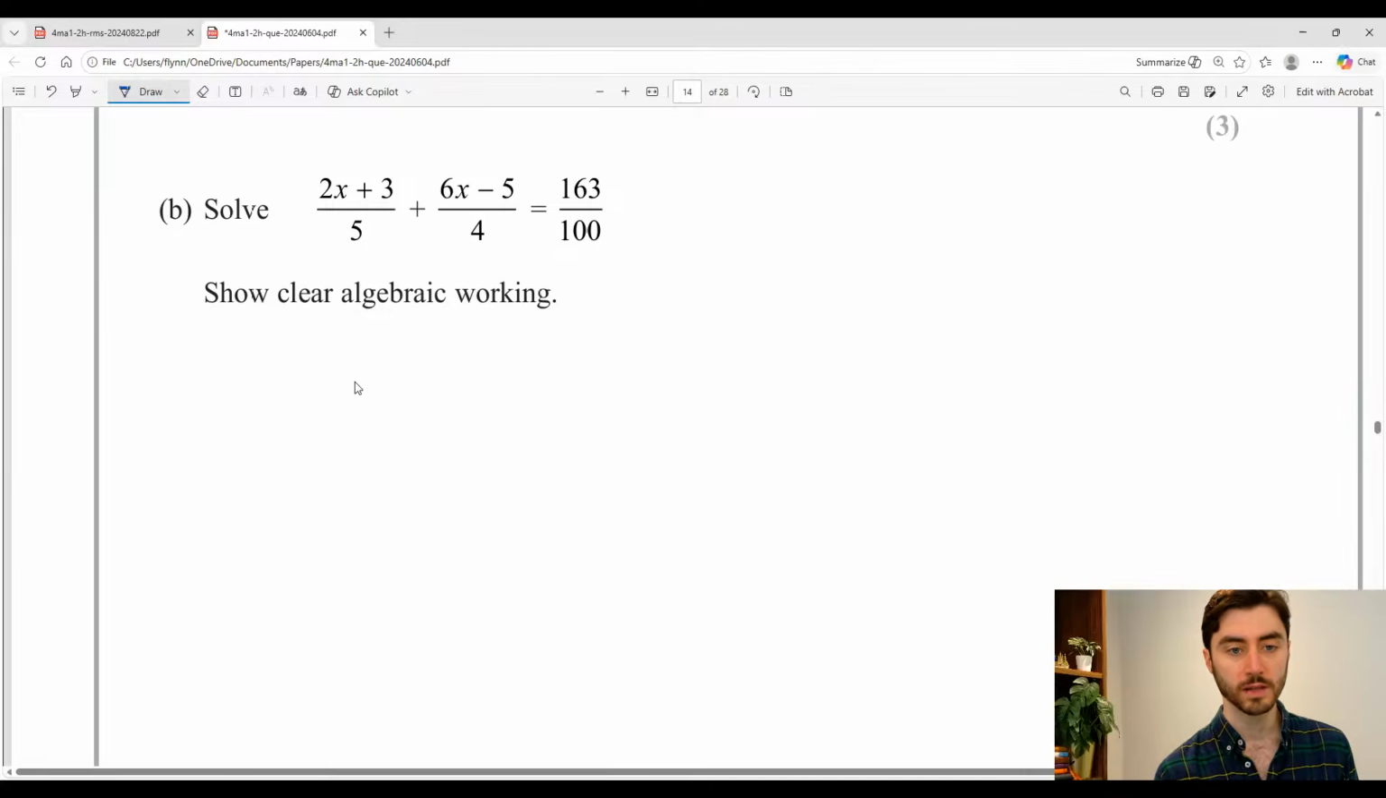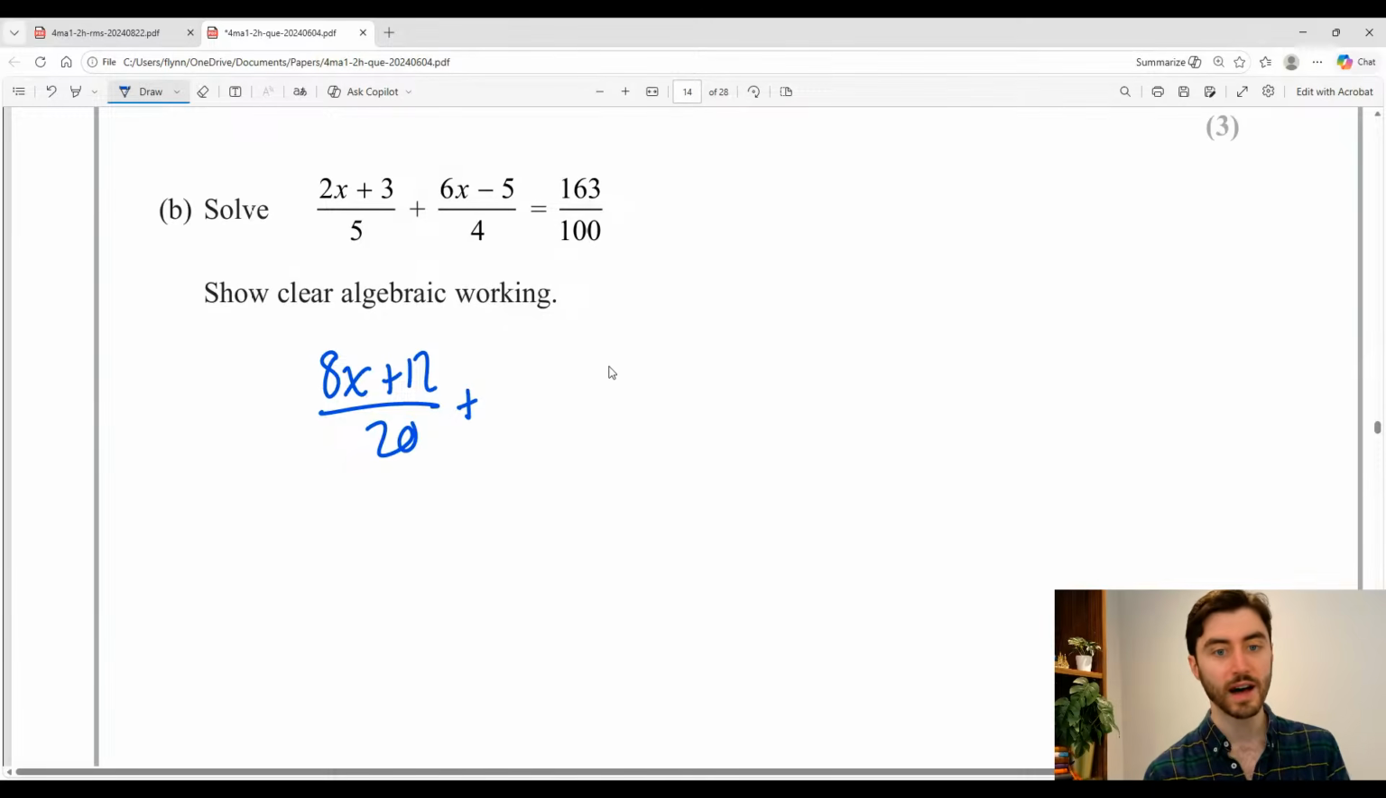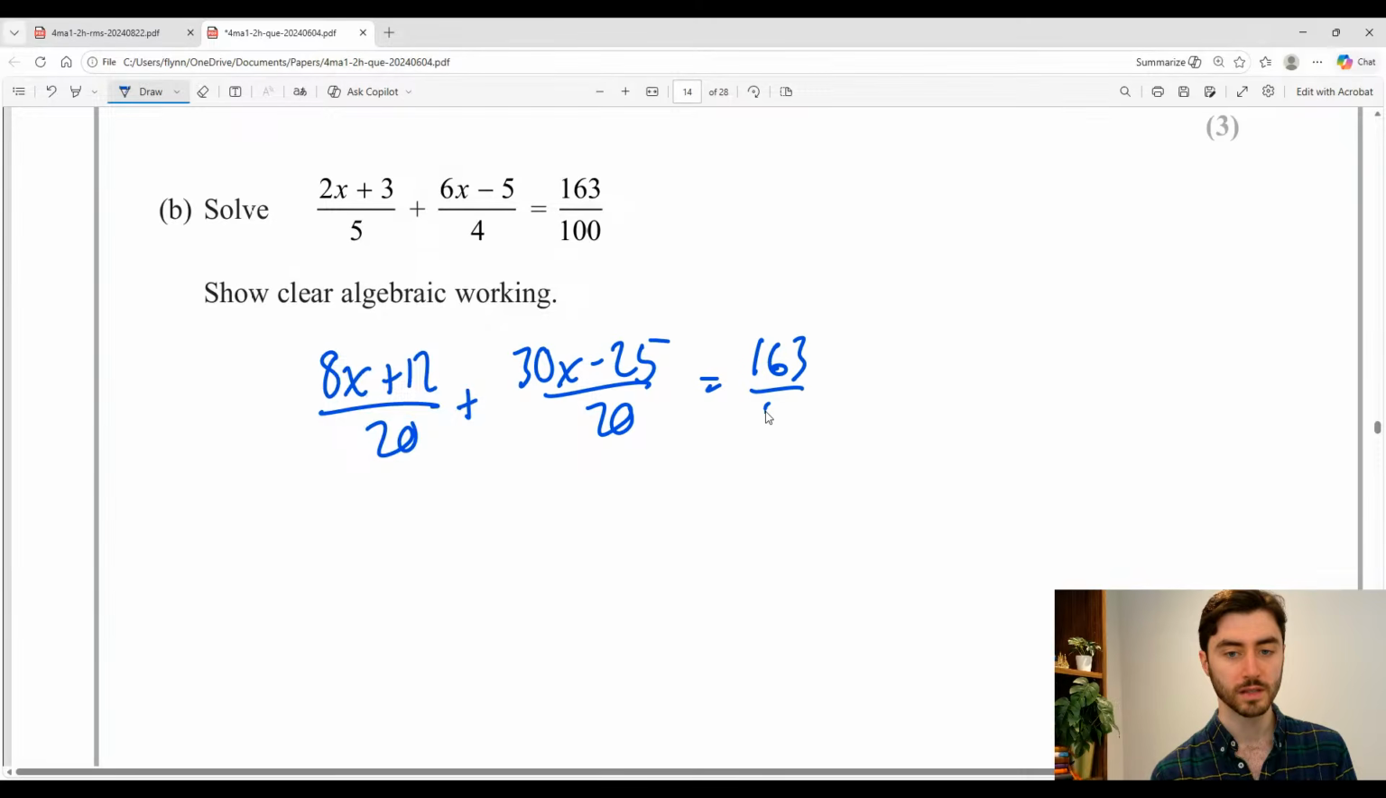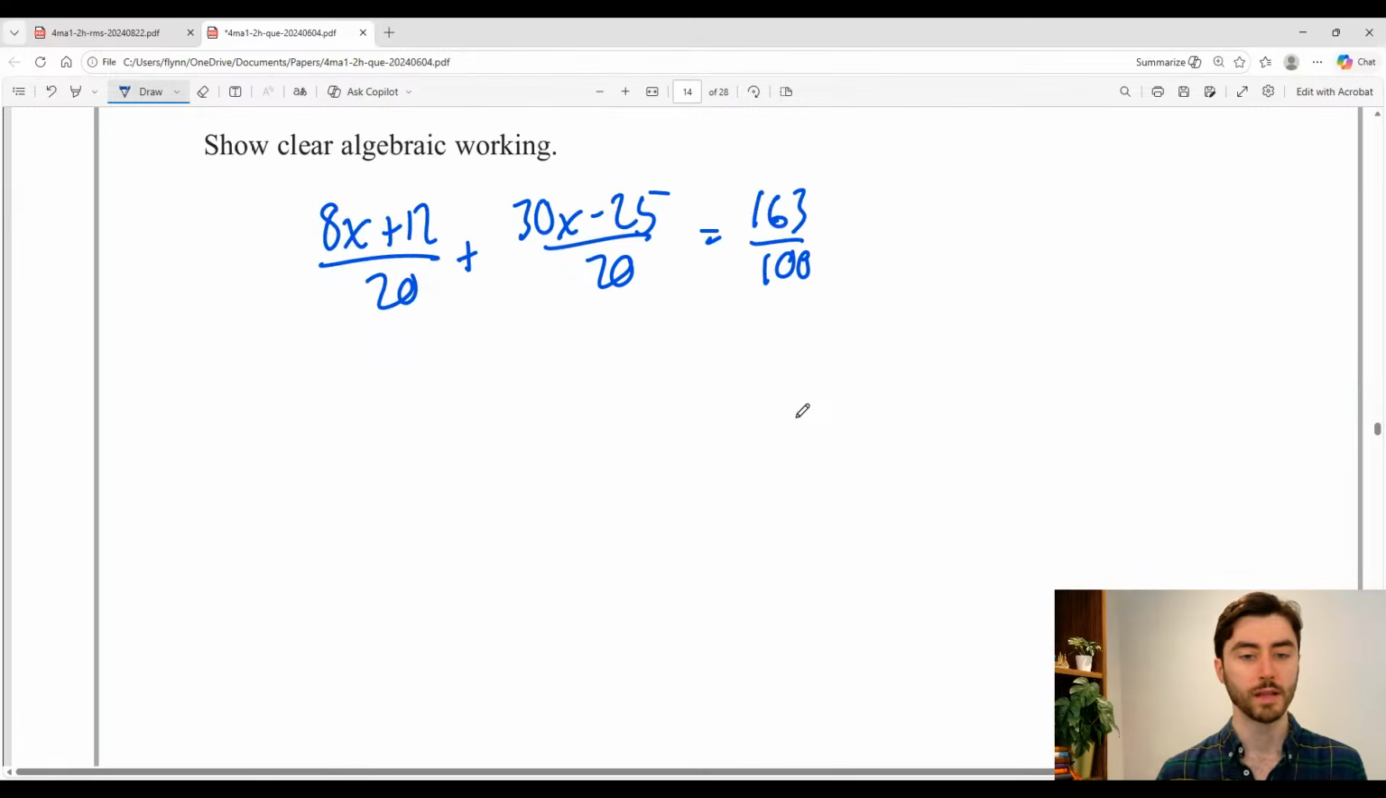So here I have to multiply this whole thing by 4 on the top and the bottom to get 8x plus 12 all over 20. And the second one, I multiply top and bottom by 5, and I get 30x minus 25 all over 20. And that's equal to 163 over 100. So now combining these, I get 38x from the 30x plus the 8x. And then I have 12 minus 25, which is minus 13.